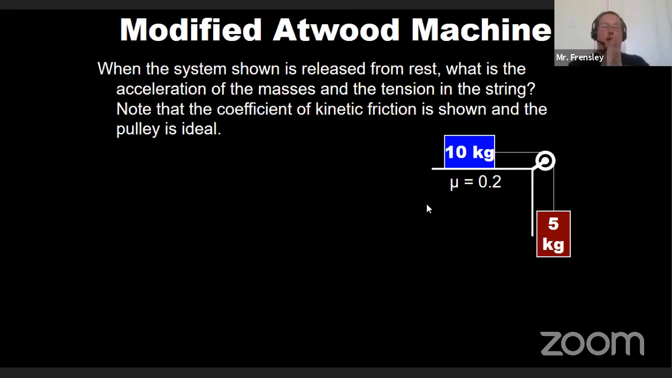Okay, we're going to do one more. It's going to be a modified Atwood. Again, this is one you might be able to do in your head. That'd be great. If not, you need to do a free body diagram for the 5 and make an equation. Free body diagram for the 10, make an equation. Watch out, there's friction. Then you need to do elimination. The pulley is ideal, but the table is not. So do elimination, see if you can solve for the acceleration and the friction and the tension force, and you get 3 minutes. On your mark, get set, go.